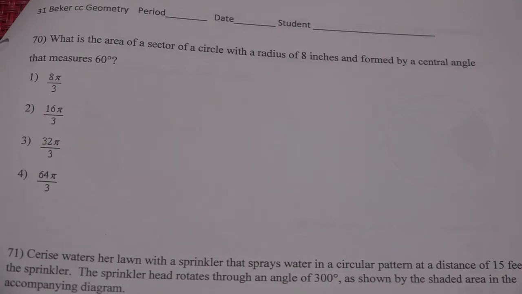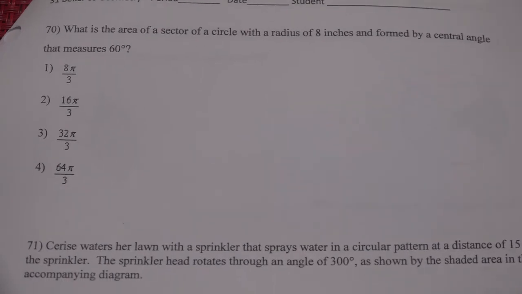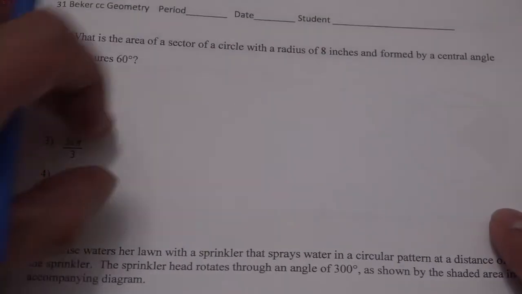Okay. What is the area of a sector of a circle with radius 8 inches and formed by a central angle measure 60 degrees? You don't need me to do that. You could do that on your own. Okay. Make sure you show all the work.